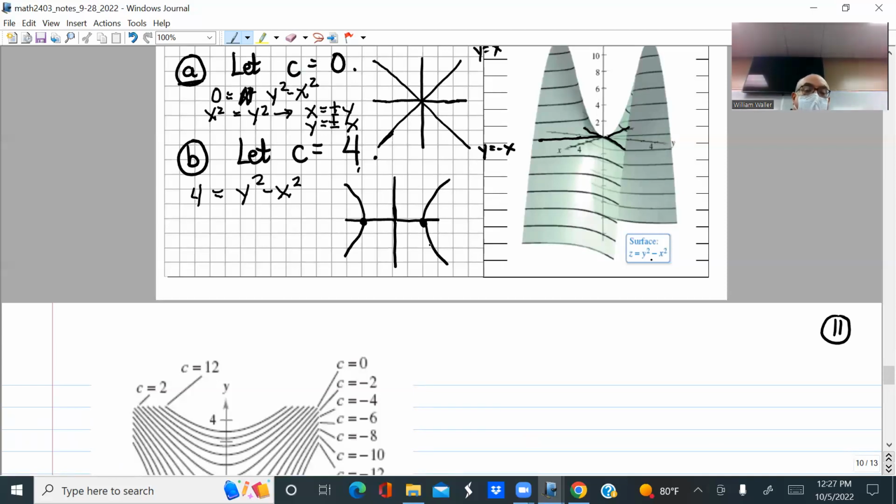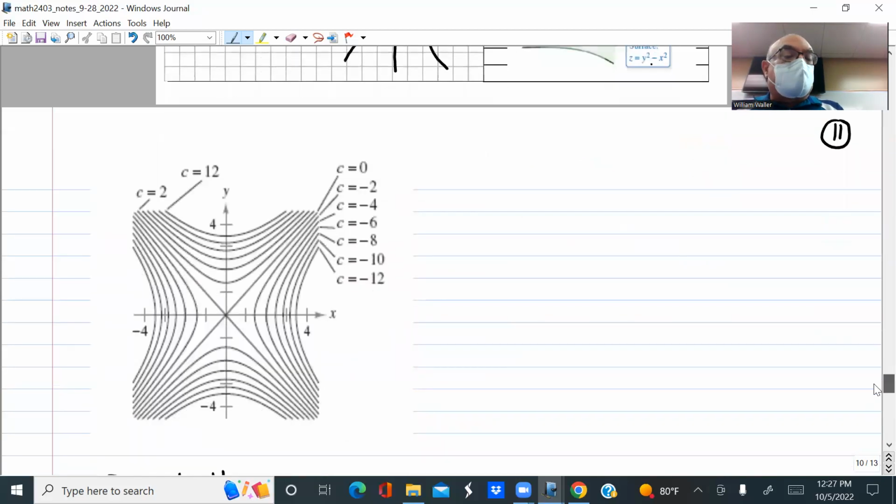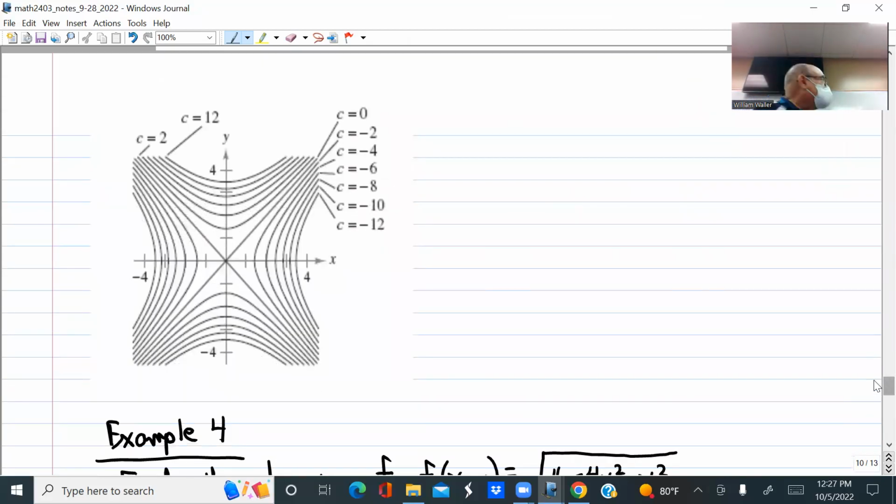All right. If you do the contour map for many different values for C, not just 0 and 4, here's the entire contour map, okay, for that 3-dimensional surface. So does that give you some sort of idea of what it's like? Maybe.